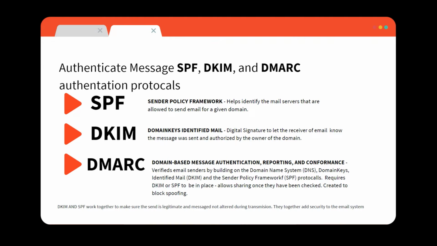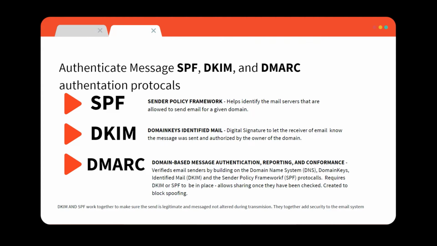It's being sent. The DMARC is the Domain-based Message Authentication, Reporting, and Conformance. Yeah, that's really long. That's why they just call it DMARC. It verifies the email sender by building on the DNS, the DomainKeys Identified Mail, which they call DKIM, and the Sender Policy Framework, SPF protocols. So DMARC is basically saying SPF is in place, DKIM is in place. Now we're going to allow sharing once they've all been checked. And the DMARC was created to basically block spoofing of emails. So it's like an extra protection.